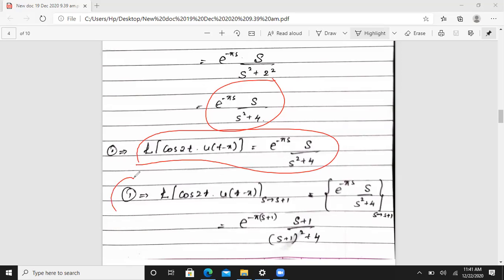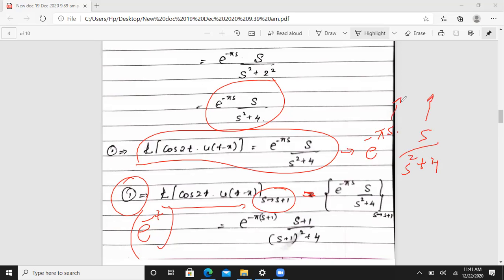And you already know we have one more function, it is e to the power minus t, and equation 1 becomes Laplace transformation of cos 2t into u of t minus pi, where s tends to s plus 1. We have equation number 1, and this function we will write as e to the power minus pi s into s divided by s square plus 4. Okay, wherever we have s, there we will write s tends to s plus 1.